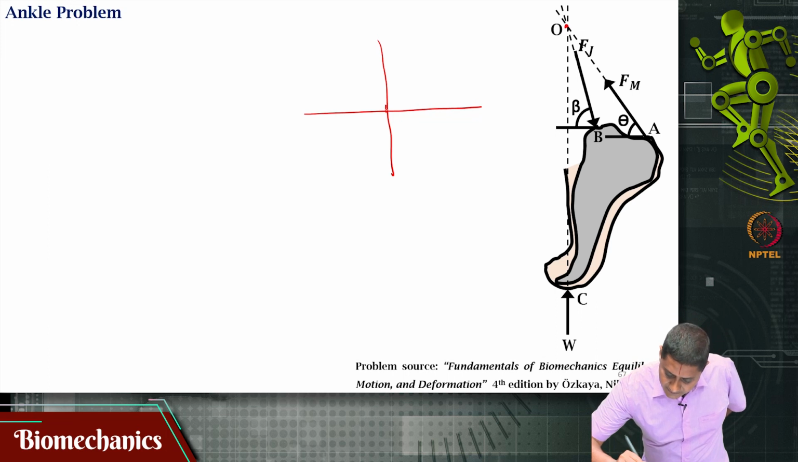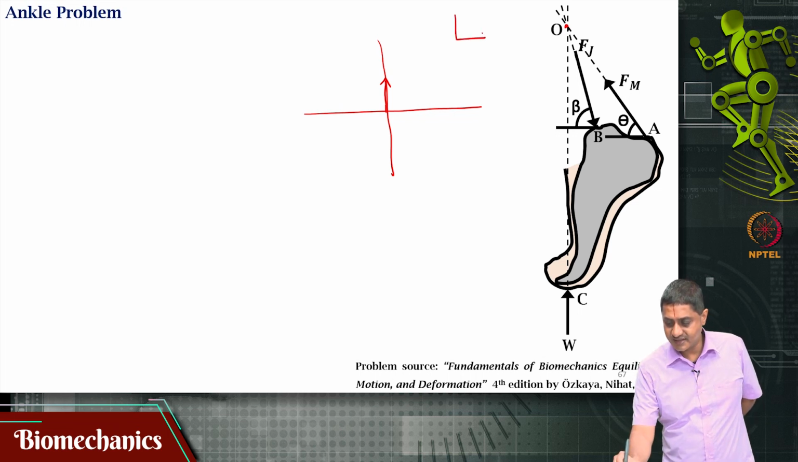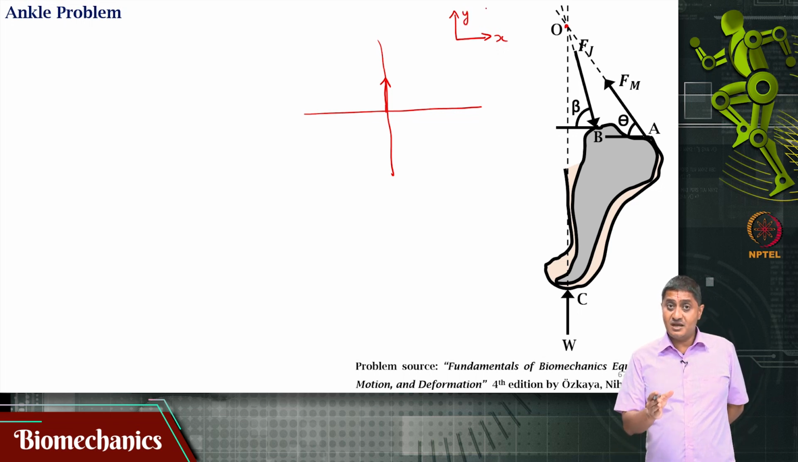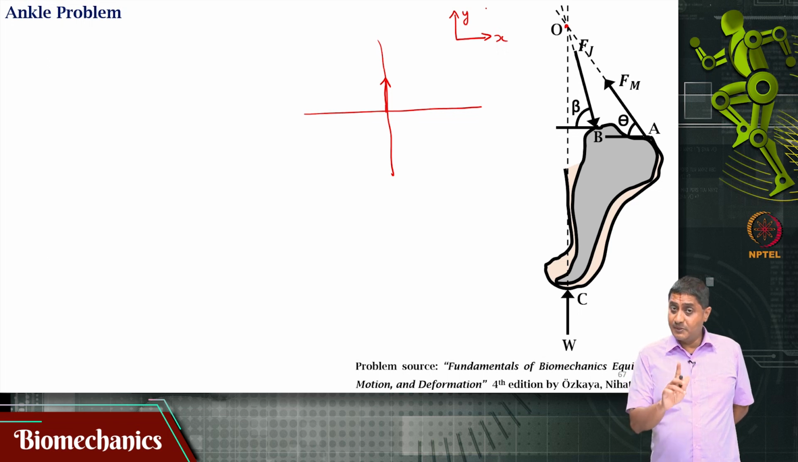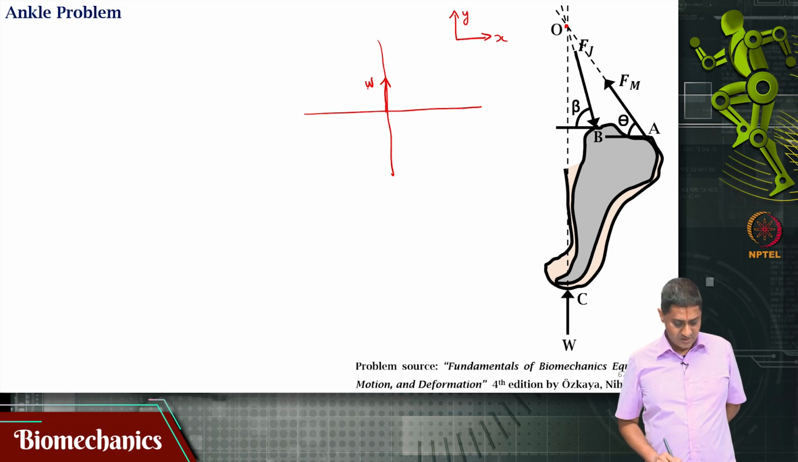Now, W is acting like this. So that is the xy axis. Note that Fm and Fj are inclined to both the x axis and the y axis, but W is purely along the y axis in this construction. Okay. So, that is W for me.